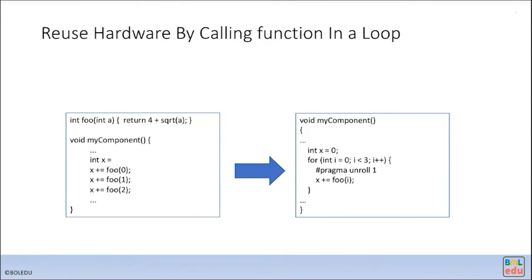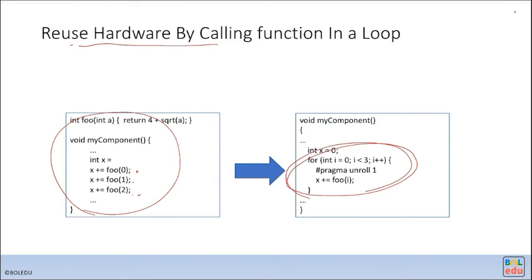Okay. Another thing is you can reuse the hardware. For example, in here, if you write the code in this way, it will instantiate three functions. Okay. So you can also use a for loop to use one function. As with the previous allocation, that's another way you can limit the number of functions to use. Use the for loop, and then you will limit it to only one function.